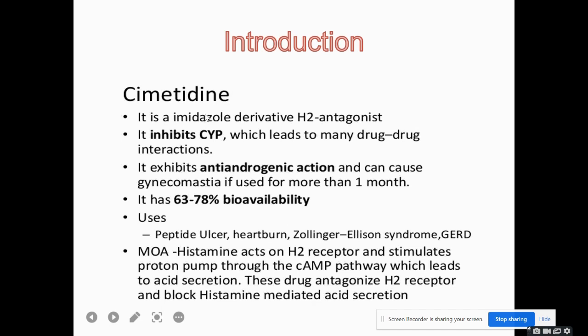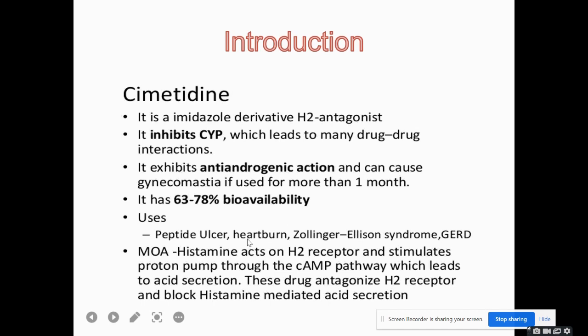The drugs which come under the category of H2 antagonists are also used for treatment of ulcers, peptic ulcers or stomach ulcers or gastrointestinal ulcers. Hence, they are also called anti-ulcer drugs. Apart from this, they are also used for heartburn, Zollinger-Ellison syndrome, and GERD.